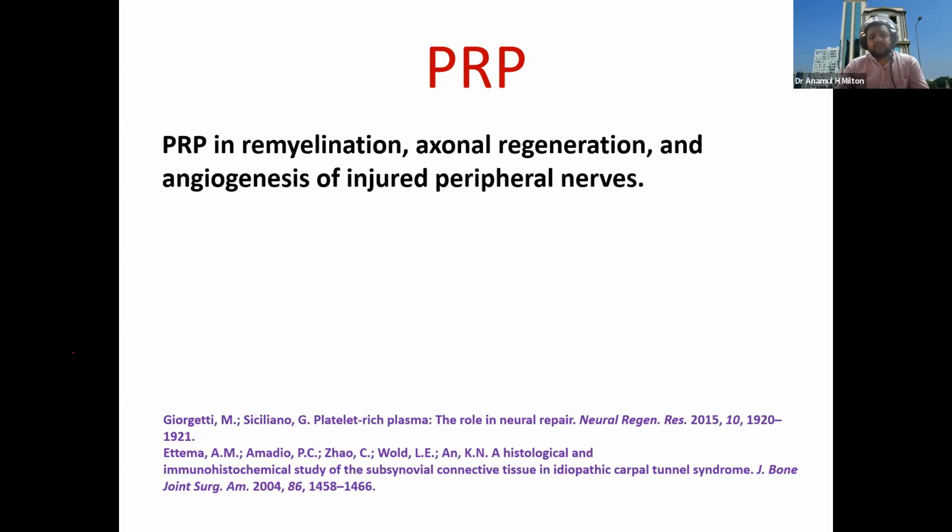Okay, so PRP you can consider as the treatment of degeneration, because it causes remyelination and sometimes regeneration and angiogenesis and repairing of this nerve. So you can consider PRP also.